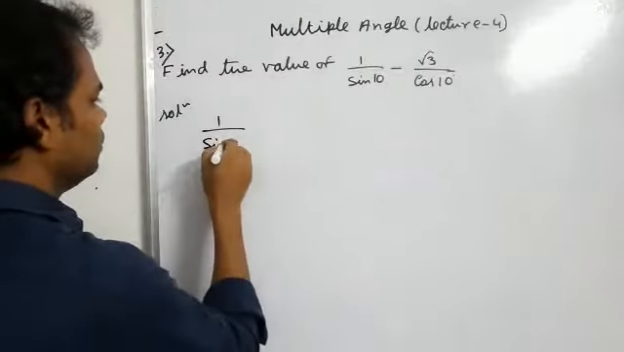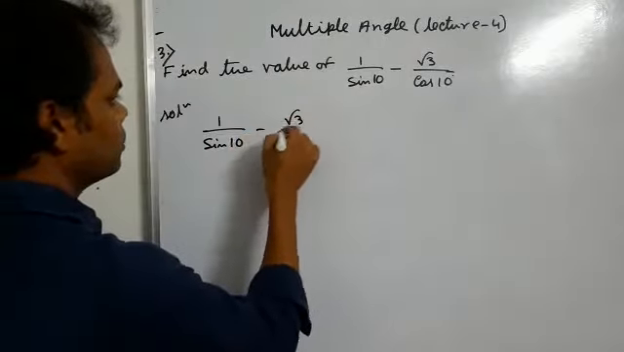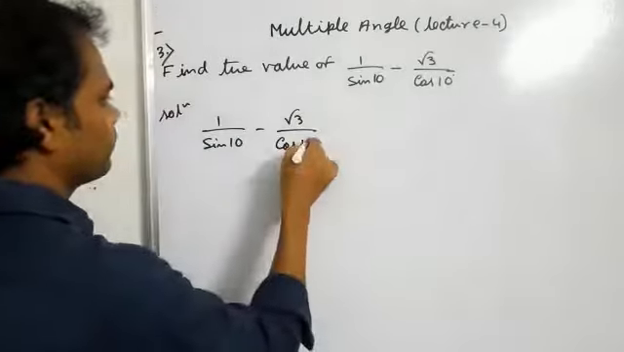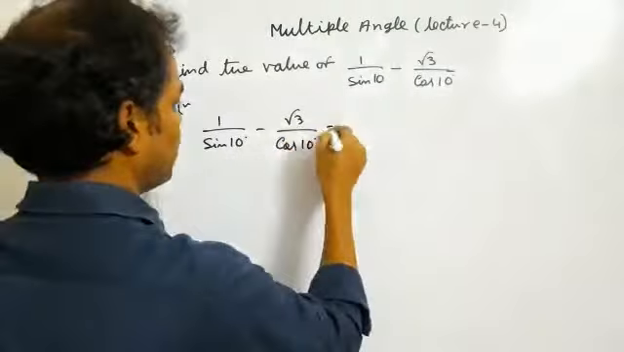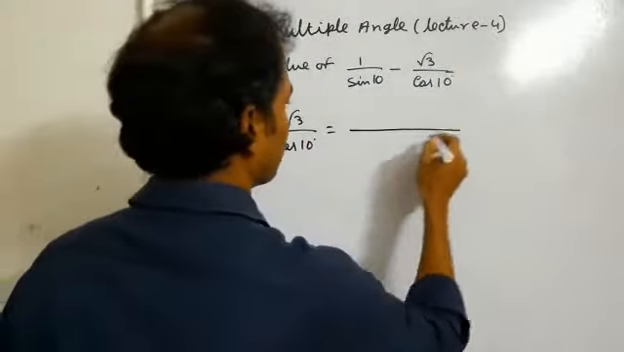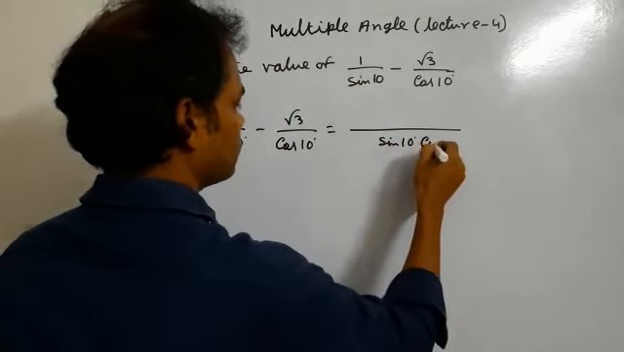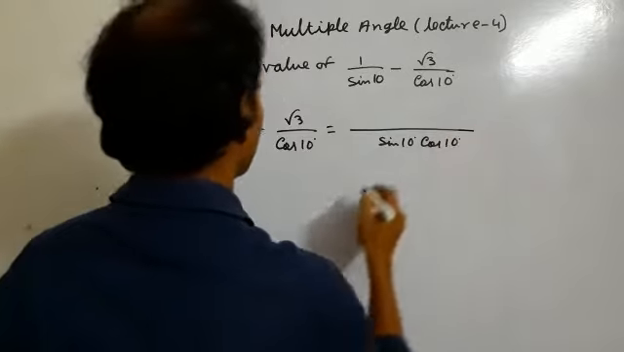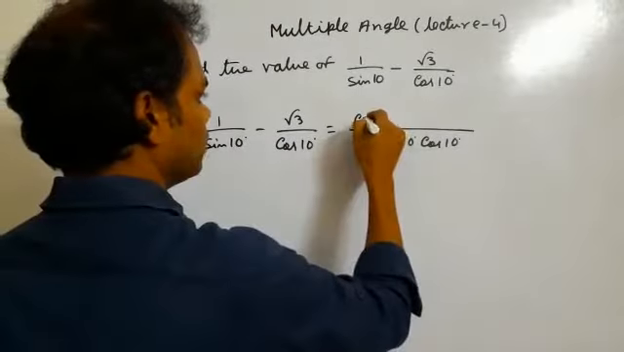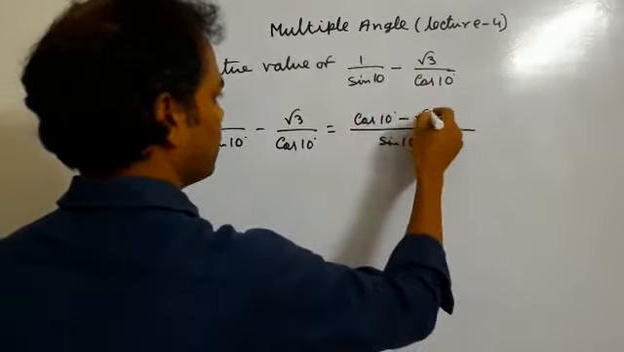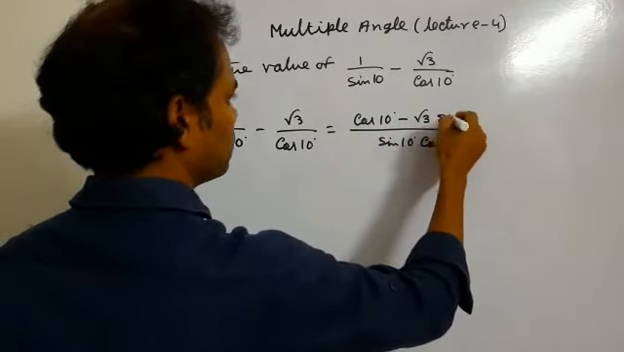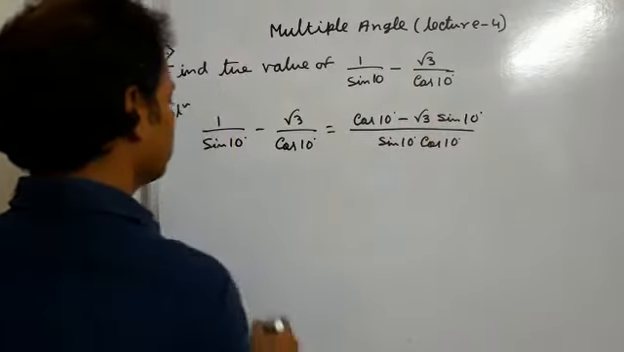1 by sin 10 minus root 3 by cos 10 degree. The LCM of these two is sin 10 degree cos 10 degree. So cos 10 degree minus root 3 sin 10 degree.